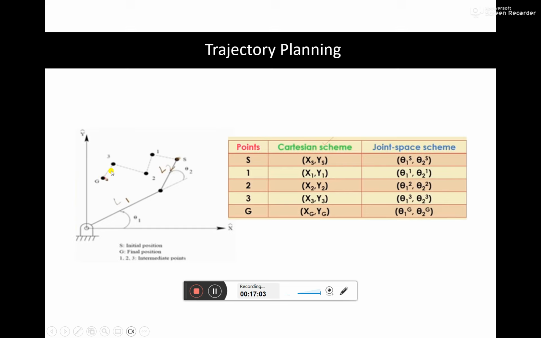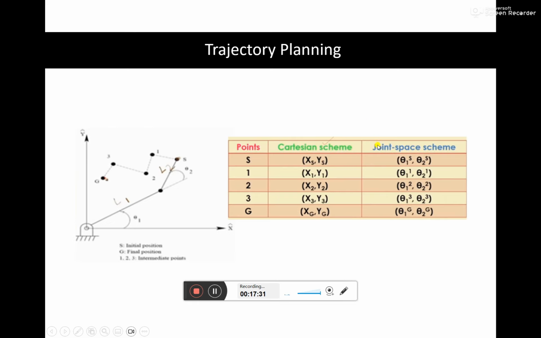Okay. In the case of the Cartesian scheme, we specify a starting point as xs and ys, because we are using the x and y coordinates to describe the entire path: the starting point, first point, second point, third point, and G point.